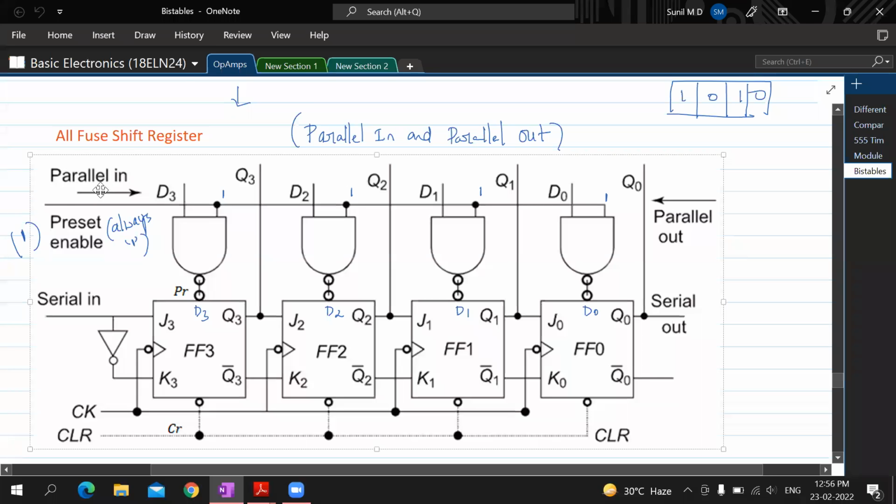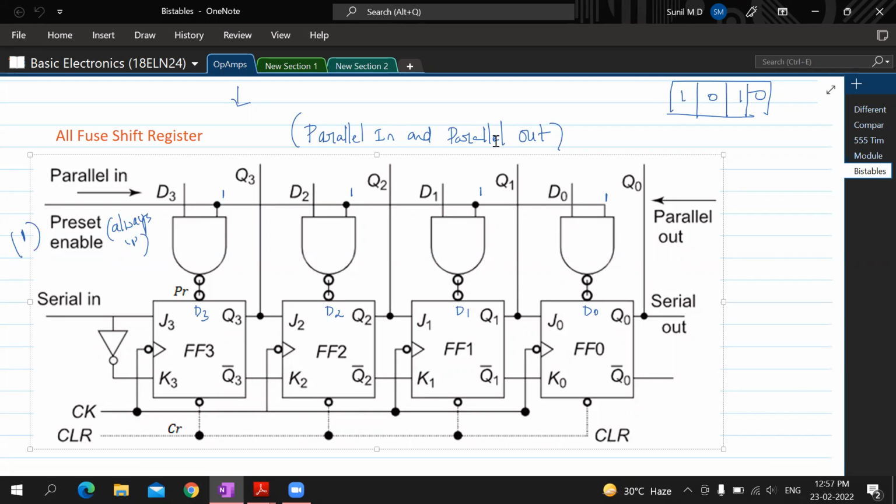Understand this? Why is this called parallel in? Because all the bits are given to the inputs of these flip-flops at the same time. That means here the preset pin is working as the input pin. Here we take JK as input pins, right? So instead of taking JK as input pins, we can even take this preset pin as input, and that is what is made possible in a parallel in shift register. Is that understood now? Okay.